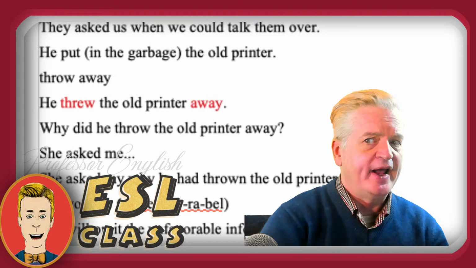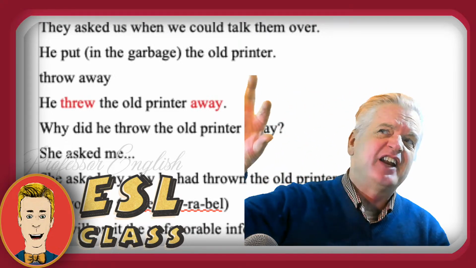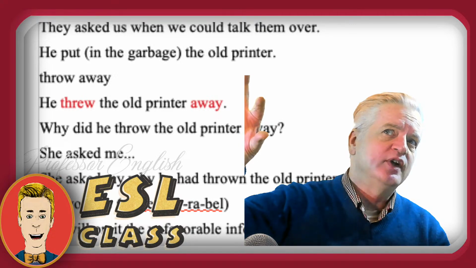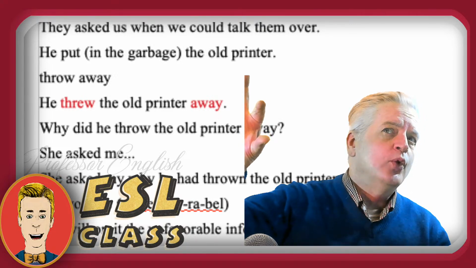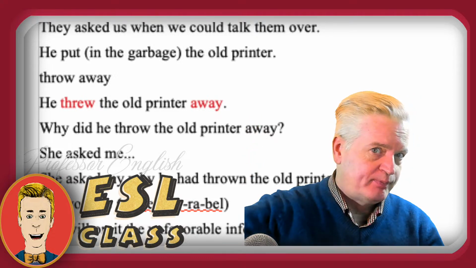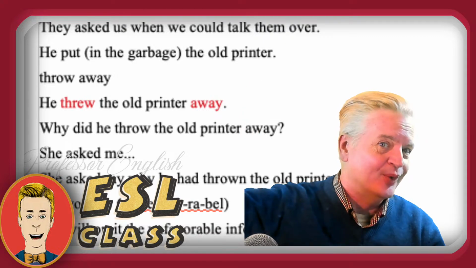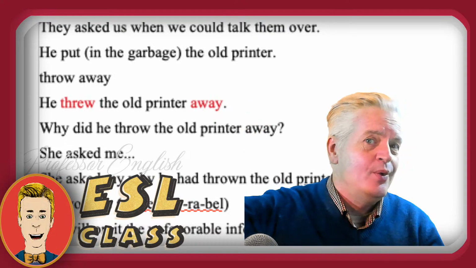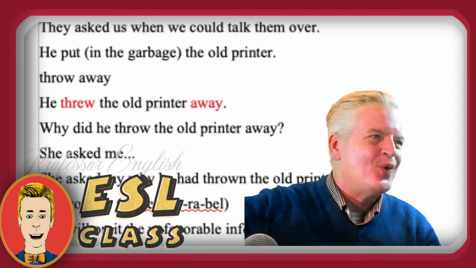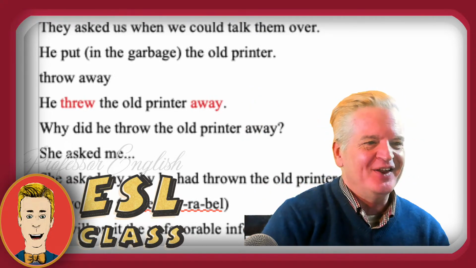Now, if you say threw away, that's a lot of vowel sounds together. Listen to me say that very slowly. Threw away. The W has a sound. It's W. Threw away. It's really hard to say. He threw away the old printer.